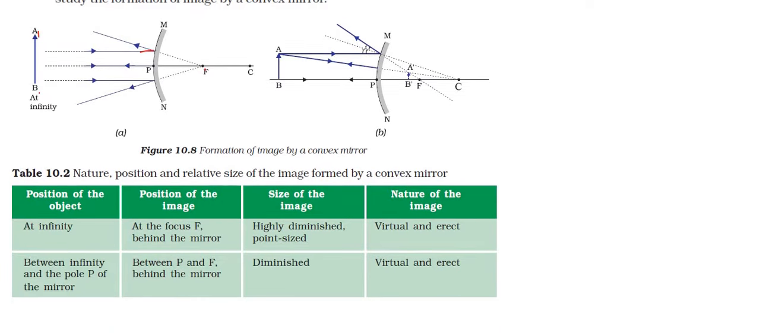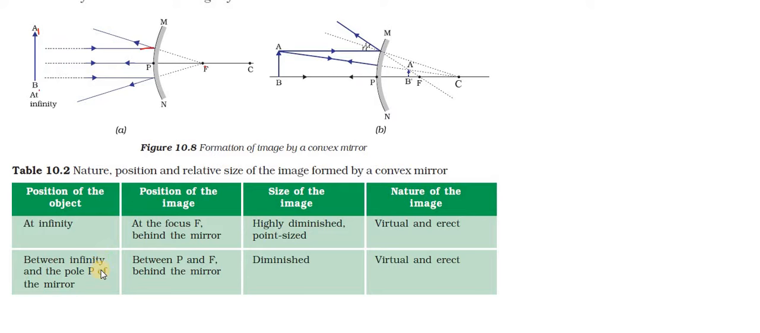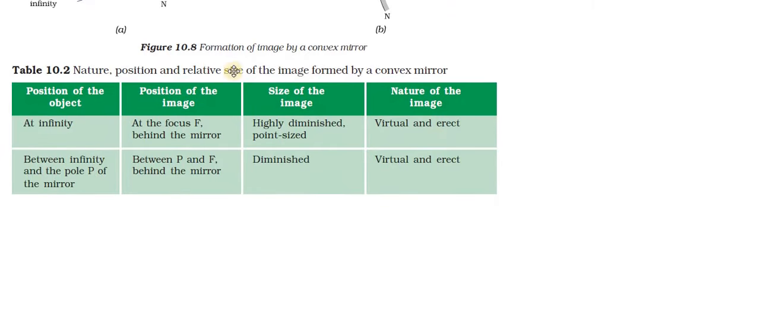The next position is between infinity and the pole of the mirror, so the position of the image is between F and P. This is also a virtual image and it is diminished. See, the object size AB is bigger, and here the image is smaller, so it is diminished. It is also a virtual and erect image. There is no real image for this.